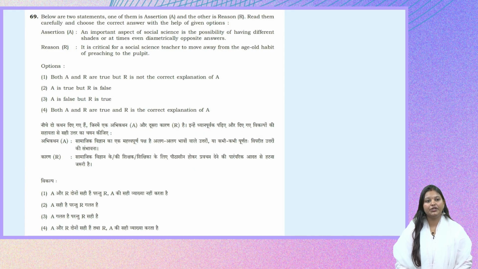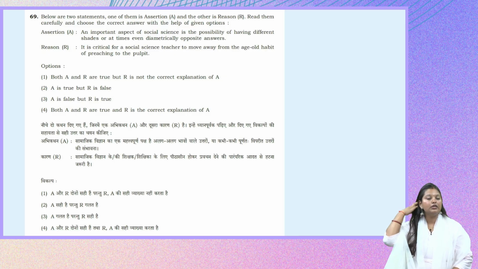The next question: below are 2 statements. One of them is assertion and the other one is reason. Read them carefully and choose the correct answer with the help of given options. So, the assertion: an important aspect of social science is the possibility of having different shades or at times even diametrically opposite answers. The reason: it is critical for social science teachers to move away from the age old habit of preaching to the pupil.